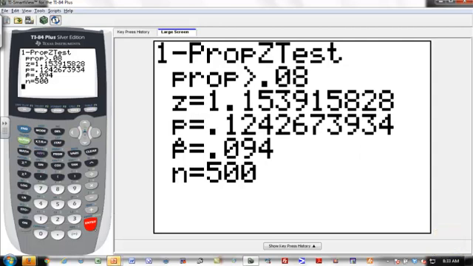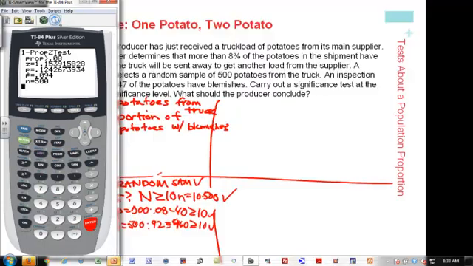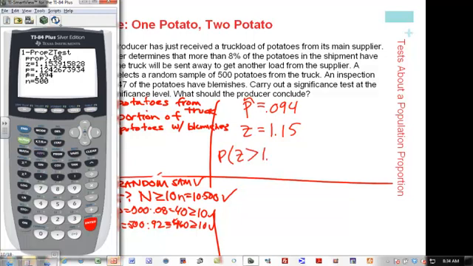Our p-value. Okay. Again, what do I need you to copy over to the other side? You know what? Let's add p hat for good measure. Our p hat was 0.094. Our z value was 1.15, and the probability that z was greater than 1.15 is equal to 0.124.